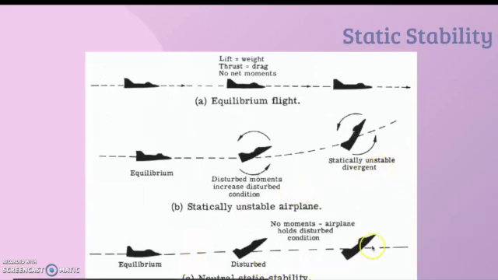Then we have a neutral static stability where we have equilibrium and then we're disturbed, but we have no additional moment. So the airplane actually holds that disturbed condition. This statically unstable divergent flight has continued movement. So that's the difference between a neutral static stability and a statically unstable airplane, or in this case, glider.